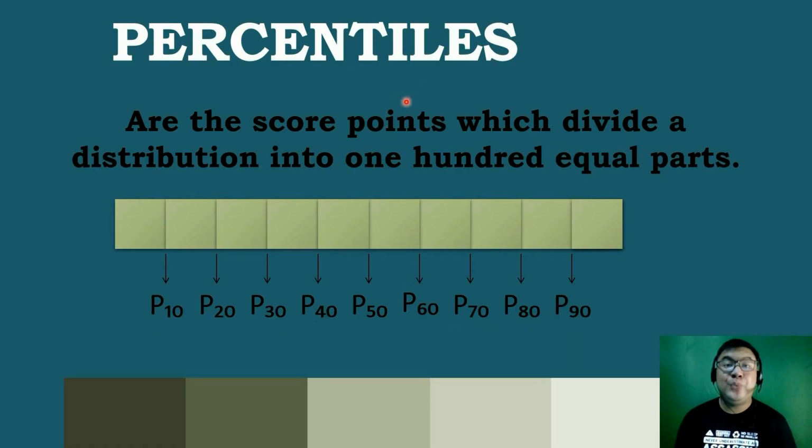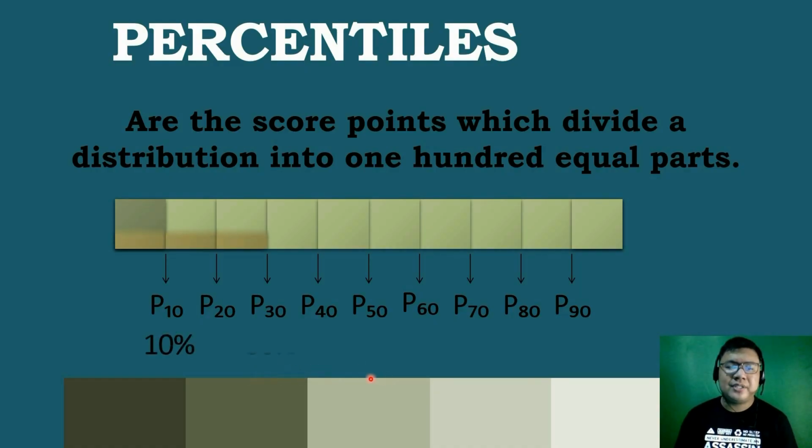And lastly, we have the percentiles. This time, percentiles are the score points which divide a distribution into 100 equal parts. So we have percentile 1 up to percentile 100. So let's say, for example, we are looking for the percentile 5 of the distribution. So percentile 5 is equal to 5%.